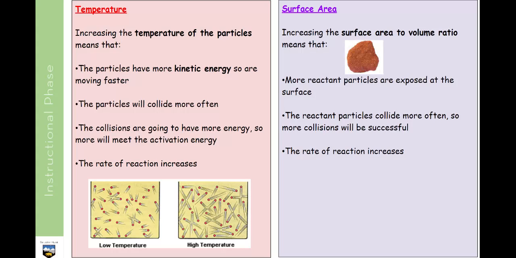So guys, just an image that I should have already showed you. That is sandstone, a lump of sandstone. It's got a small surface area. Now, if we broke that down and we ground it down into sand, very tiny sand particles, that increases the surface area to volume ratio. So there's more surface area being exposed. If there's more surface being exposed, there's a higher chance of collisions and therefore more chance of successful collisions happening.